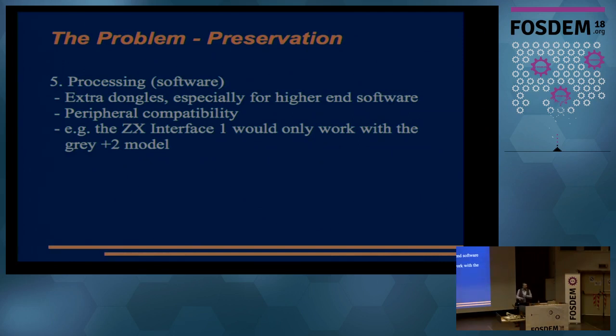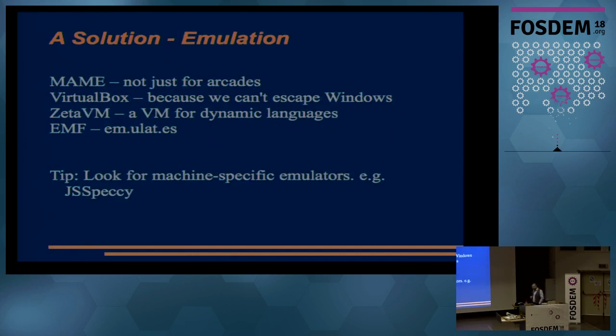Some other software would have dongles and other things to protect it, especially the more expensive things, which again will get lost. So the solution is emulation. Well, one of the solutions is emulation. My favorite solution, that is. Open source projects abound here. MAME supports computers as well as games consoles. Big project. VirtualBox, because we can't escape Windows, no matter how much we might try.